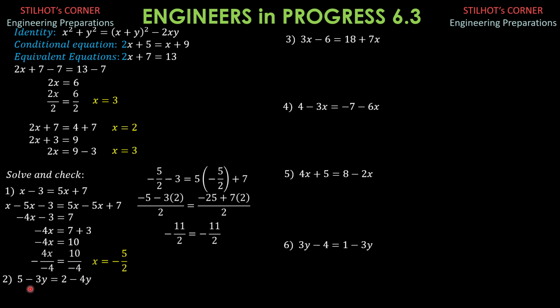For the second part, we have to transpose negative 4y to the left and 5 to the right. So this is negative 3y plus 4y equals 2 minus 5. Remember that when we transpose, the sign will be changed. So negative 3y plus 4y is y, and 2 minus 5 is negative 3. Therefore, y is negative 3.